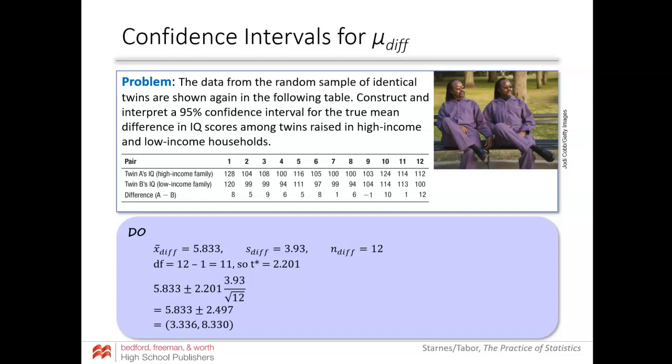Your degrees of freedom is going to be 11 because there's 12 pairs of twins, so 11 is your degrees of freedom. They calculated the critical value T star using table B, it looks like, and then they cranked away in the formula. Now remember, guys, this is a 1 sample T interval.